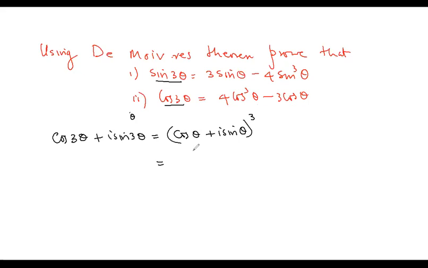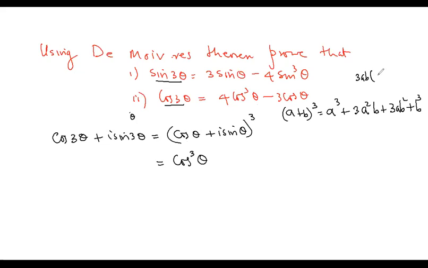If I expand a plus b the whole cube formula, first term will be cos cube theta. I'll just explain what is a plus b the whole cube. Anybody want to help me? a cube plus 3 a square b plus 3 a b square plus b cube. Some of you would have done it like this, a cube plus b cube plus 3ab into a plus b. Right? Expanding it, these two terms come. But I want to keep it in this way.